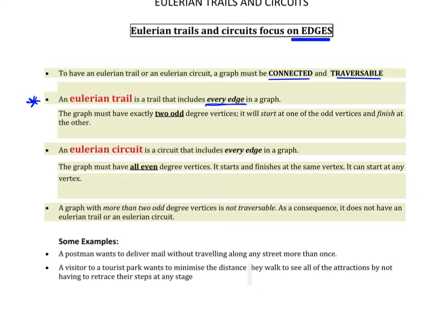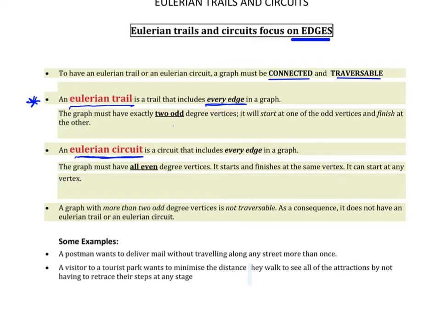And the easiest way to identify that is when we look at our graph and it has two odd vertices and the rest even. So if you remember back to looking at traversable, there were two different rules. Well, one of the rules will give you an Euler trail, and that's when you're dealing with two odd and the rest even. And when you've got all even vertices, you end up with an Euler circuit. Okay, so that is going to be a really handy hint to help us to identify our Euler trails and circuits. Have a look at some of the examples there.